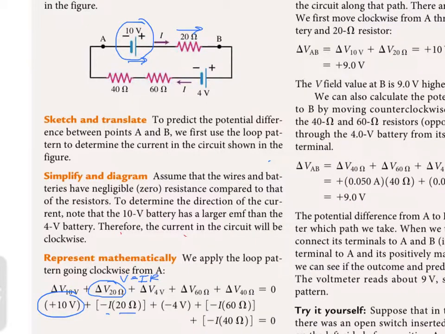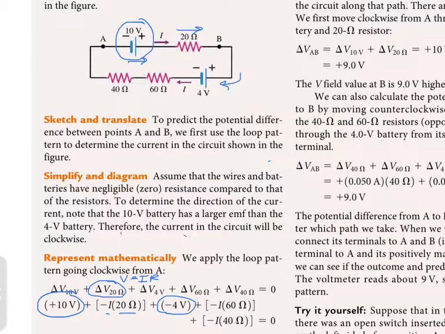Same thing for the, well, now I have the 4-volt battery. I'm going in the direction of the current flow, but notice how the positive terminal of the battery is on the right-hand side. So as I go from left to right, clockwise in this case, in the bottom part of the circuit, I'm actually going from the positive side of the battery to the negative side, so I'm losing voltage. So that's a minus 4 volts there.